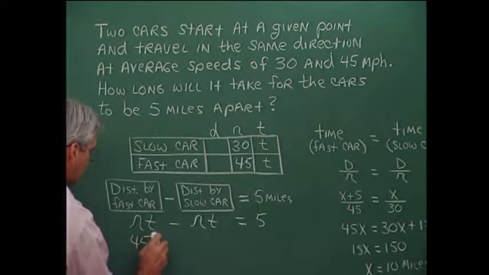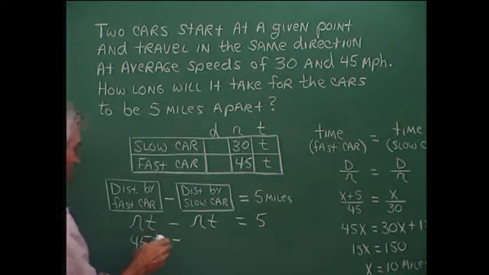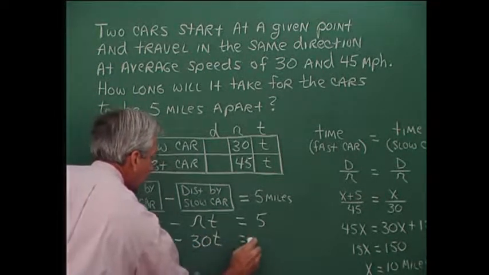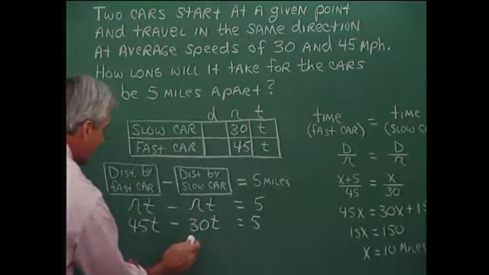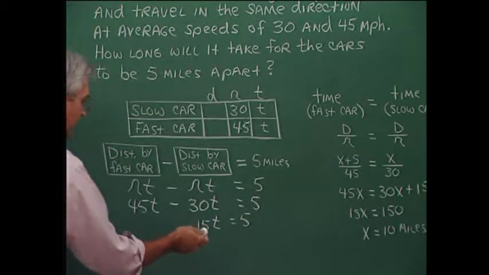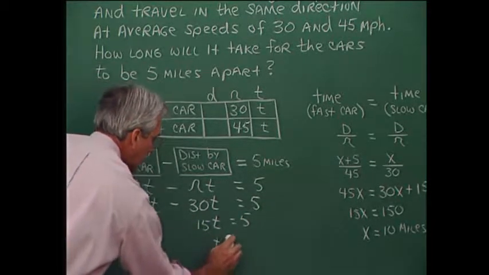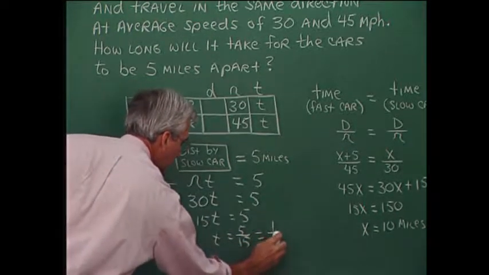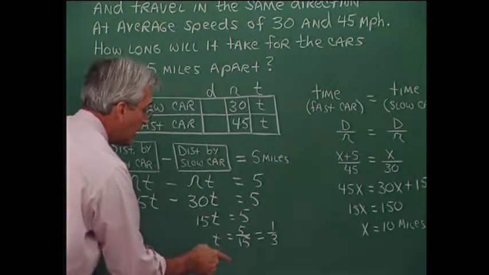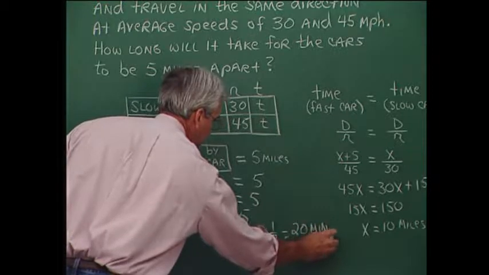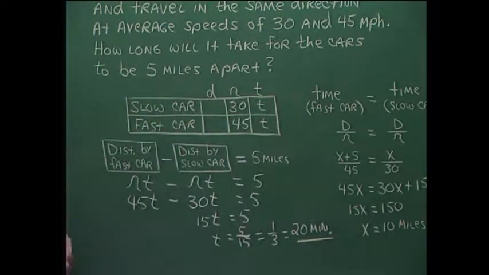And for t number of hours, we don't know what it is, but that's what we're solving for. And the rate for the slow car is 30 miles an hour, and the time is t. Oh, this is easy. We have 45 minus 30, that's 15t equals 5. Dividing on both sides by 15, we get t equals 5 over 15, and I'm about to run out of room at the bottom of the board, but this is 1/3, and that's 1/3 of an hour. You see, so that's nothing more than 20 minutes. So it takes 20 minutes then for the cars to be 5 miles apart.